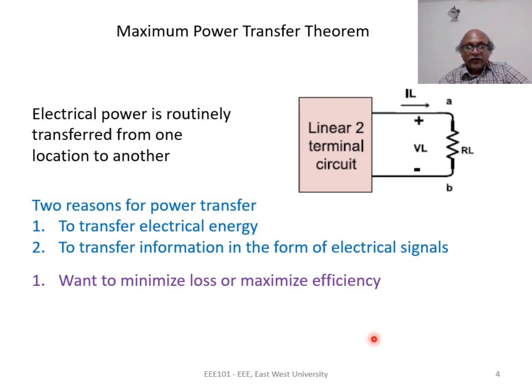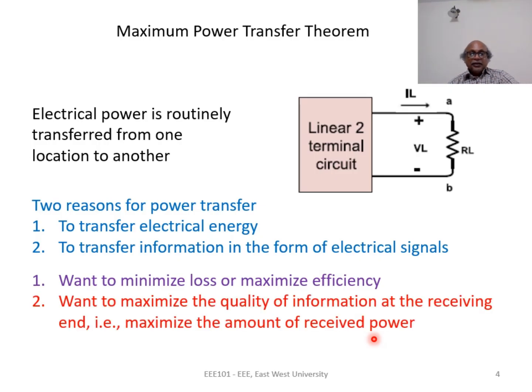So when transferring information, our guiding principle is that we want to maximize the amount of received power. That is, the power of the electrical signals at the receiving end should be maximized. This will ensure that the quality of information at the receiving end is best. Maximum power transfer theorem deals with the second point, how to maximize the amount of received power.